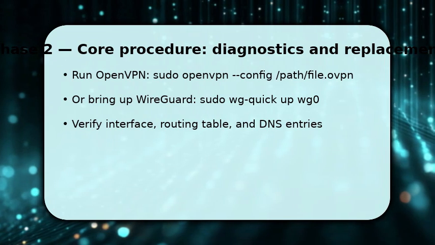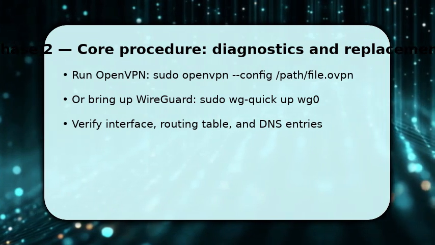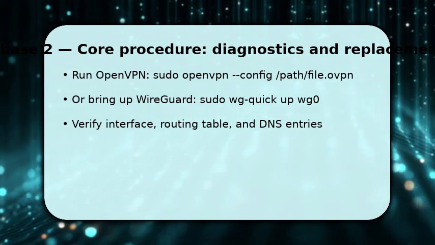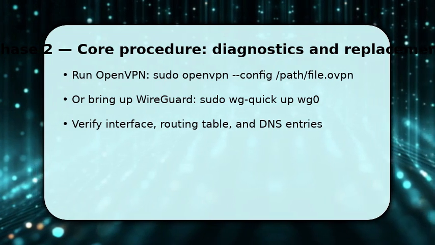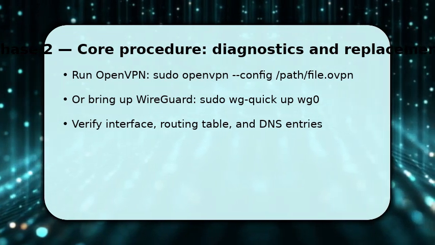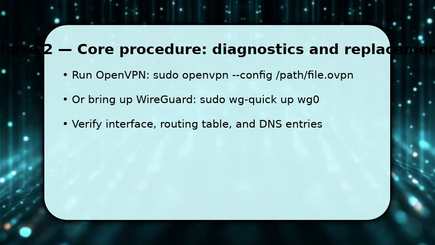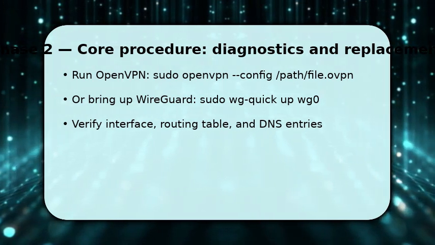Once connected, inspect ip addr, ip route, and resolvectl status to ensure the new tun or wg interface is present and routes default traffic. If split tunneling is needed, adjust AllowedIPs or push routes accordingly. This controls what traffic uses the VPN.